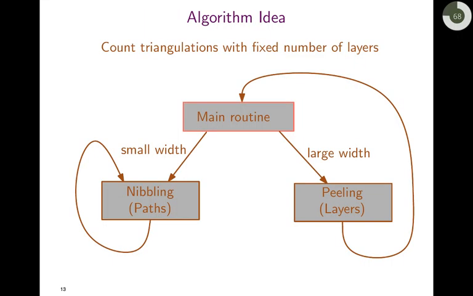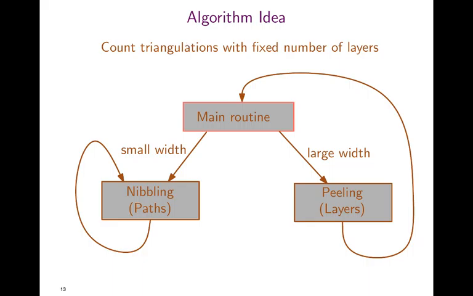Okay, so what does this algorithm look like from a far away perspective? We take our subproblems and look at how many layers we have. If we have few layers, we start nibbling and continue this algorithmic scheme that I indicated. If we have many layers, we do the peeling, because one of these layers is going to be small, and then we go back to the main routine for both subproblems.